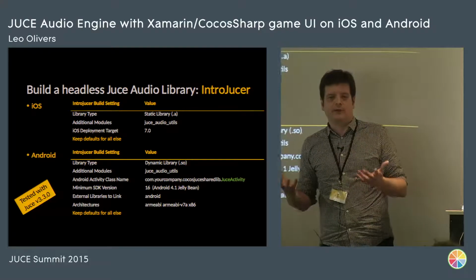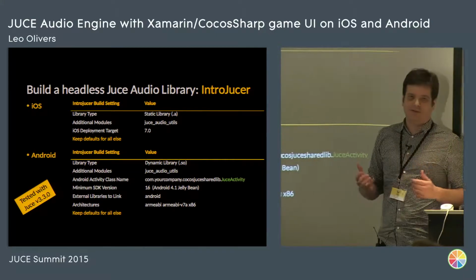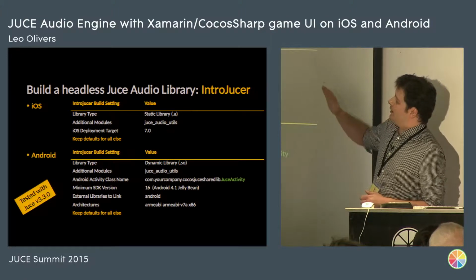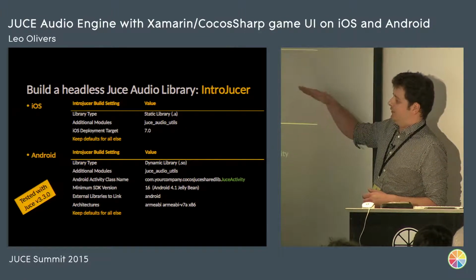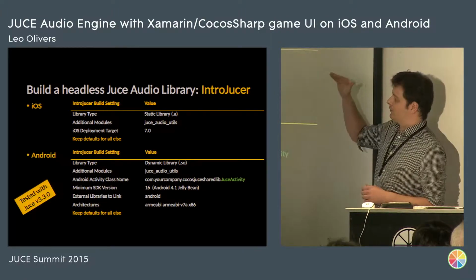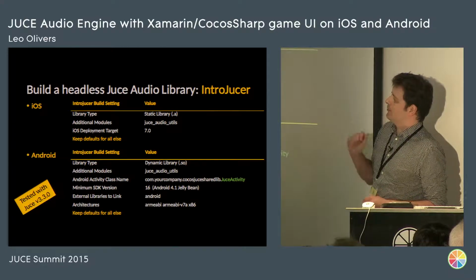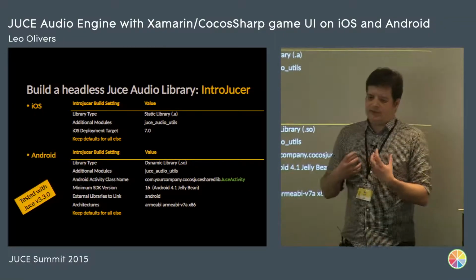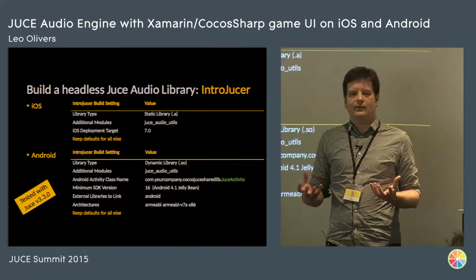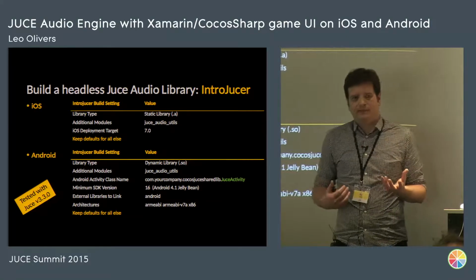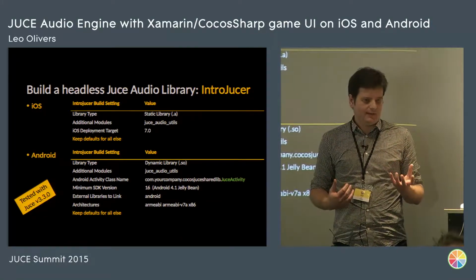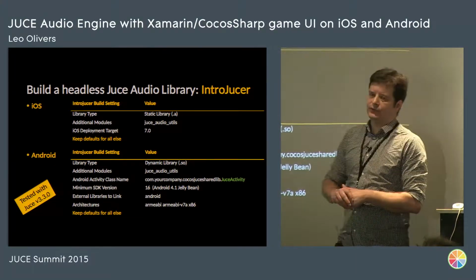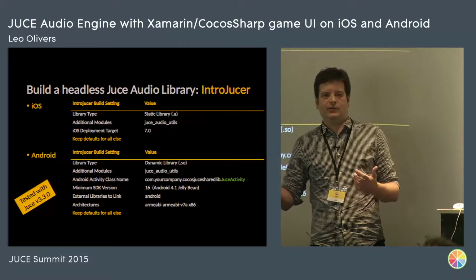Every JUCE project starts with the Introducer, as you all know. So also where we are building our libraries. Here are some Introducer settings that are different from the default settings. I'm not going to discuss them all, we don't have time for that. But the important thing to remember is that there is a difference between iOS and Android here, in the sense that for iOS, you are required to produce a static library, a .a, whereas for Android, you have to produce a dynamic library, a .so, or a shared library.